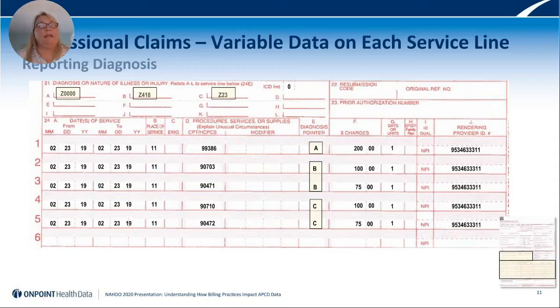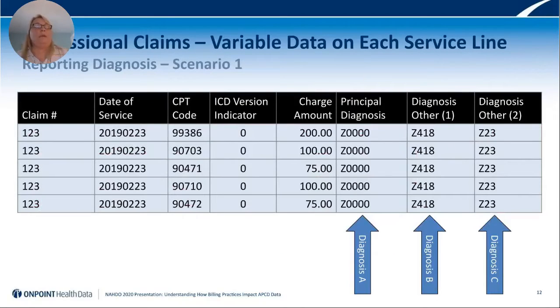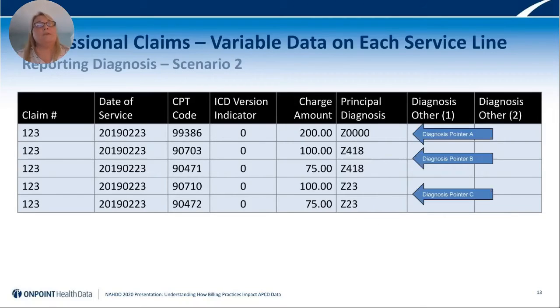So how does this impact our data? Depending on how the payer stores the data, you may be seeing every single diagnosis on every single service line, which I have here as scenario 1. But some payers store the data using just the diagnosis that was applicable for that service line, as provided in that diagnosis pointer information. And so you may see in the APCD data that there's a different diagnosis for each one of the service lines. Again, keep that in mind when working with the data.